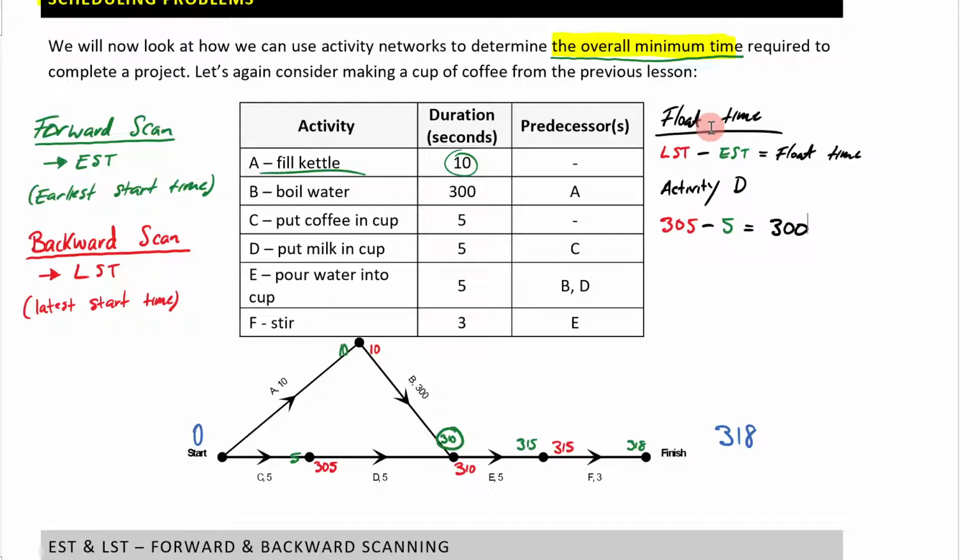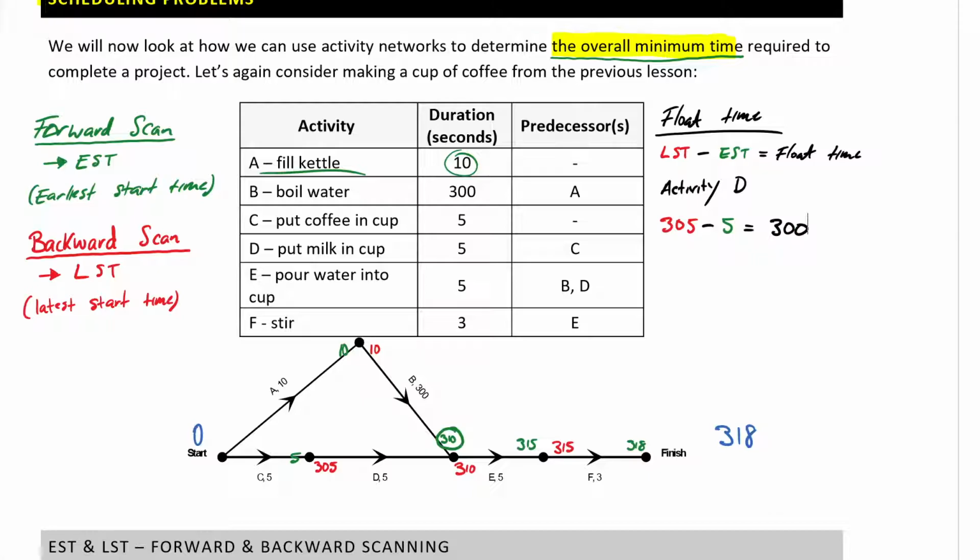Hopefully that makes sense. Again, we're going to talk more about this a lot, so don't be too freaked out if you're looking at me at the moment and thinking, what on earth does that mean? We're going to go through lots of this here, but if you can just get a bit of an intuitive understanding of this for the time being, it's really helpful, that we have a float time for activity D of 300 seconds.